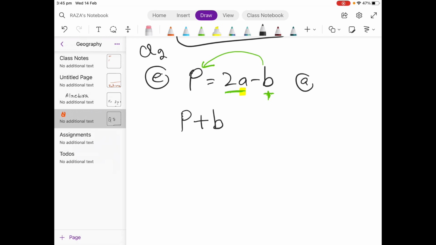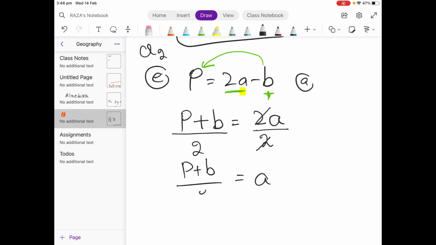b was negative on the right side, we moved it to the left side, it turned into positive. So what is left on the right side? We have left 2a. Now in this step we need to get rid of the 2 which is multiplied by a. So the opposite of multiplication is division. So divide by the number which you want to get rid of, that is 2. 2 on the right side, 2 on the left side, both sides you need to divide by 2. Cancel these two, so a is left. This side we have p plus b over 2. So now a is the subject of the equation.